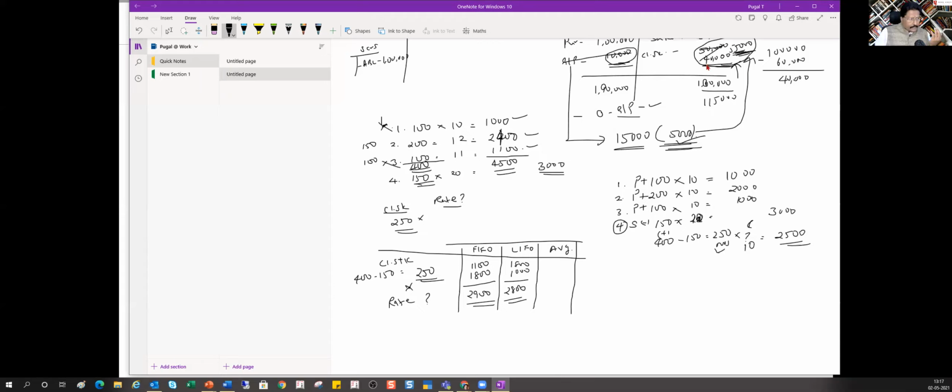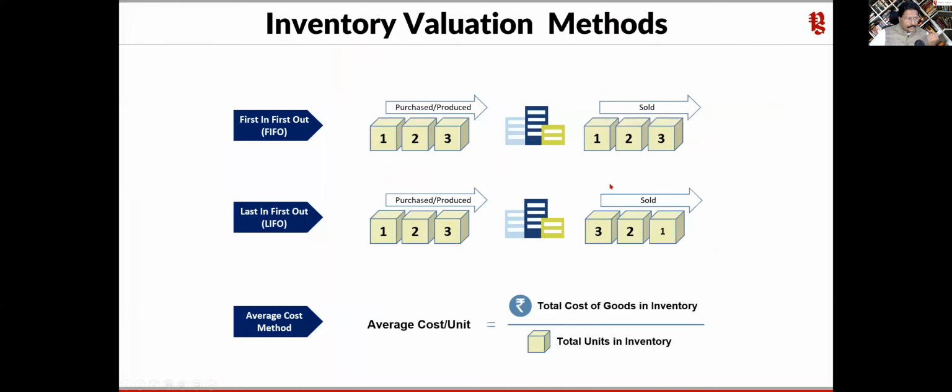Now how do you arrive at the average cost? The formula says take the total cost of the goods of inventory as on the day when you're valuing your closing stock, divide that by the total units of inventory, and whatever is the rate, apply that rate to the available quantity with you as your closing stock.